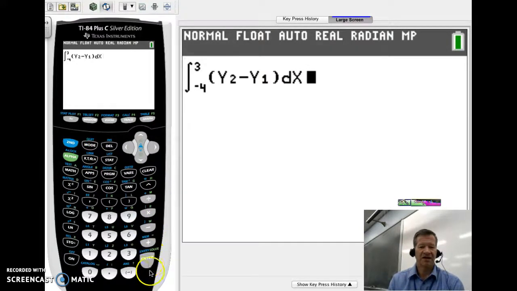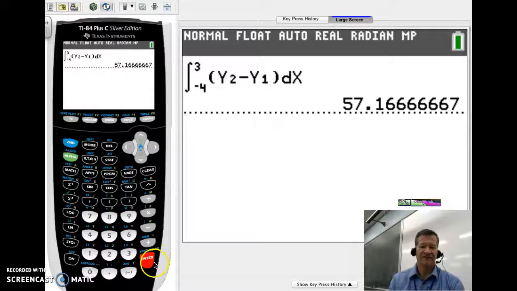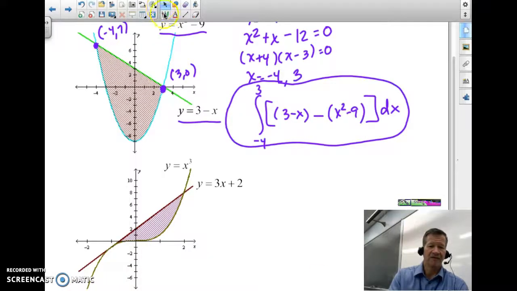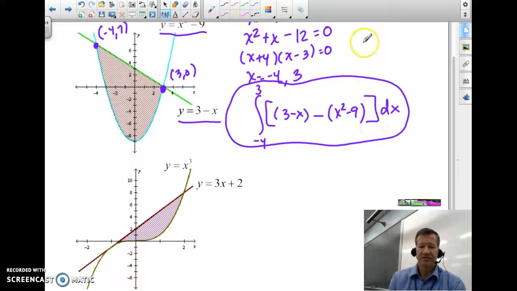And if I do that, I get a value of about 57.167. So 57.167 would be the value that I found using my calculator. So that would be the area in that case.